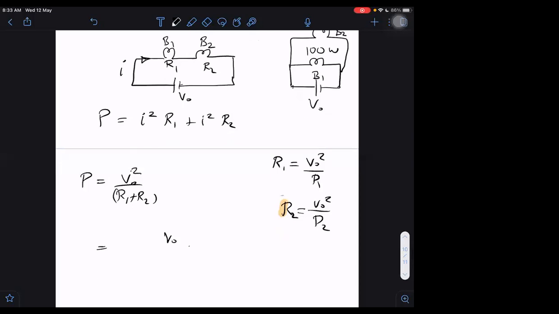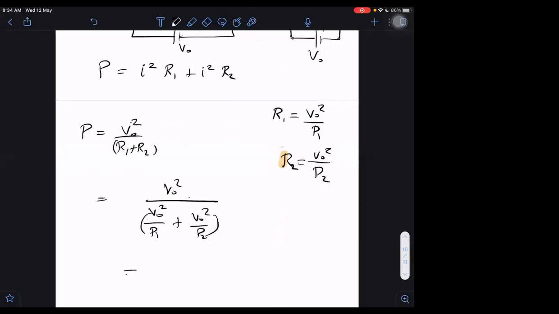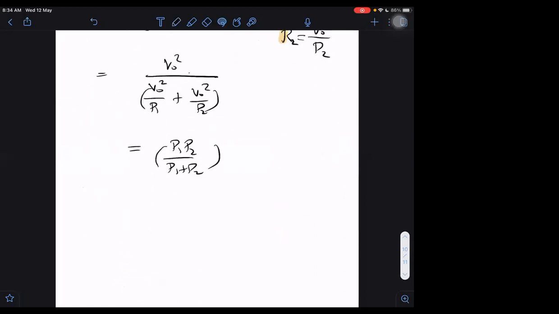Now we can substitute: V0 square upon V0 square by P1 plus V0 square by P2. This gives P1 P2 by P1 plus P2. It appears like a parallel combination formula, but it is not a parallel combination, obviously. The formula just looks like that: P1 P2 upon P1 plus P2.